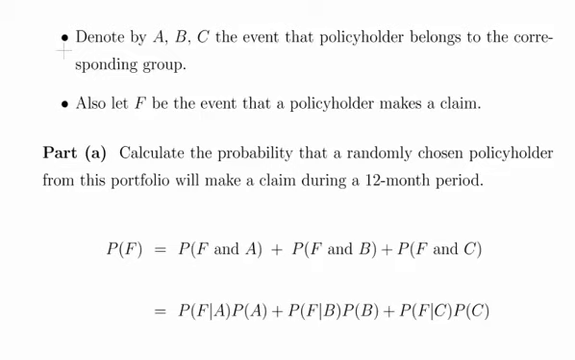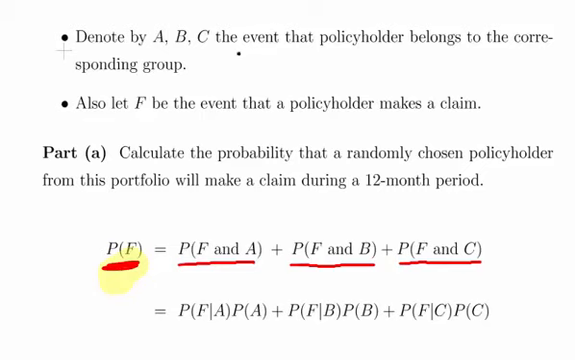Okay? So part A, calculate the probability that a randomly chosen policyholder from this portfolio will make a claim during this 12-month period. So what we're asked for here is the probability of making a claim, P of F. Now, using the rule of total probability, that can be split up into three parts. The probability of making a claim and the policyholder being from Group A, likewise making a claim and being from Group B, and making a claim and being from age group C. This is total probability. This essentially partitions that event up into three possible parts. Okay, so it's one of these three scenarios here.